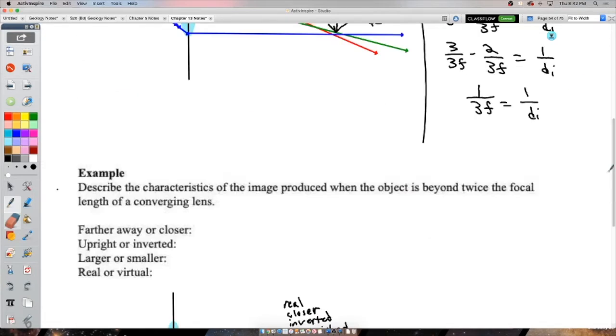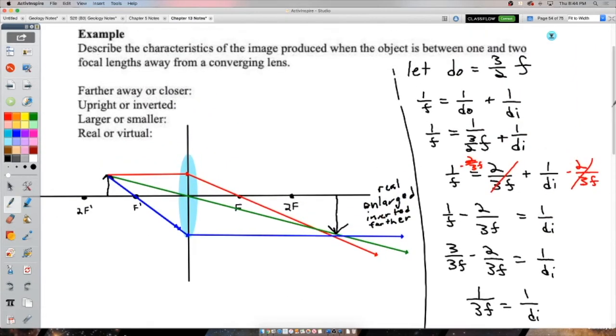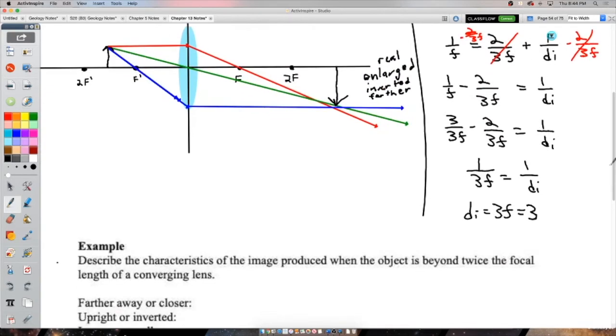If 1 over 3F equals 1 over DI, I could think of it as just flipping both sides, or truthfully, that just means those things are equal, right? If 1 over this equals 1 over this, then this must be equal. So that would give us DI equals 3F. So the image distance is 3 times the focal length. And what was DO? Well, DO was 1.5 focal lengths. So if DI is 3 focal lengths, it's twice as big as DO.